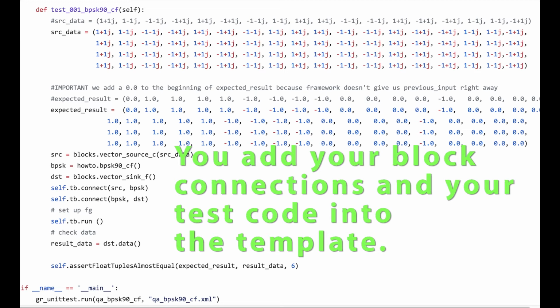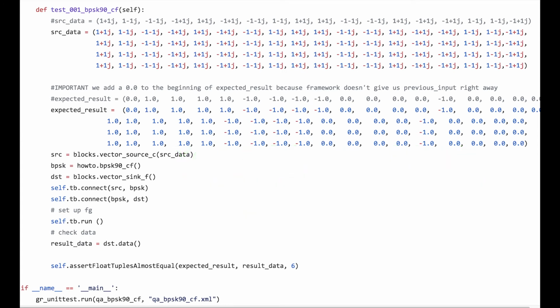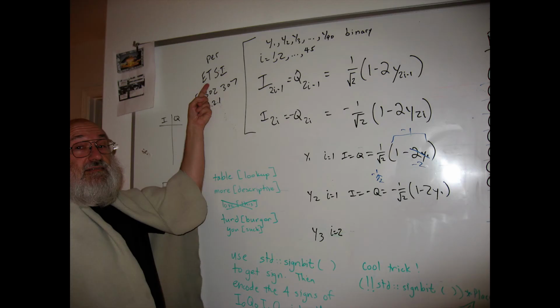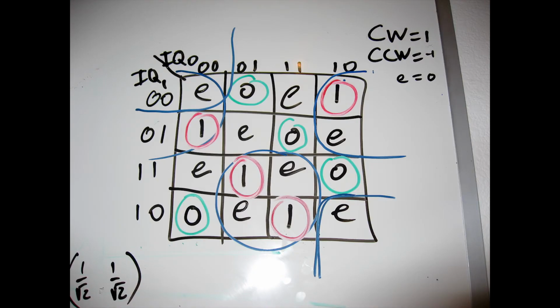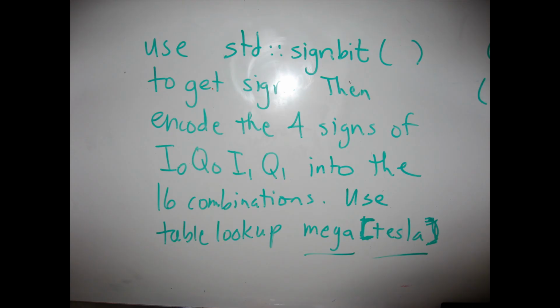Then we wrote some demodulation code. It didn't work. We wrote more. It didn't work either. QA tests kept failing. We went back to the drawing board and realized that it would never work. We proved that the problem couldn't be simplified combinatorially. We then wrote a table lookup for the combinations of previous and current symbols.